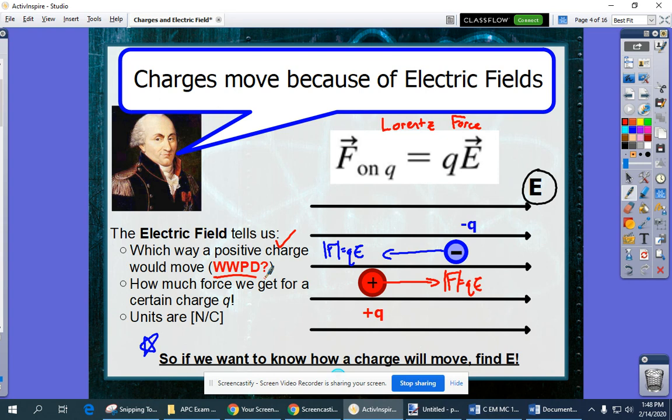It also tells us how much force we get for a certain charge Q. So if I do Q times E, I get my force. And its units, well, if I rearrange this, F over Q, that is newtons per coulomb. So it literally tells me for a certain number of coulombs of charge, how many newtons of force do I get? So again, if I want to know how a charge will move and what force it will feel, I have to find my electric field.